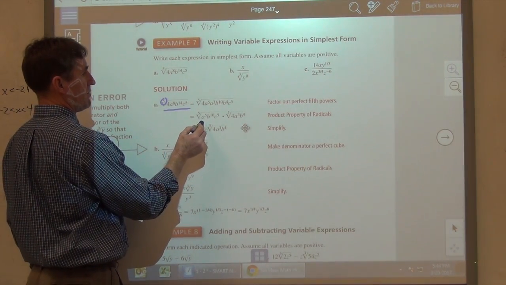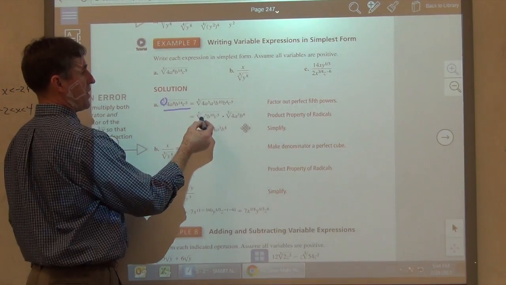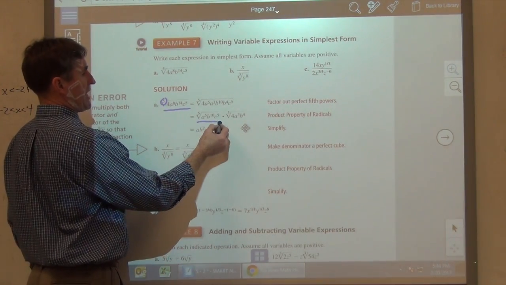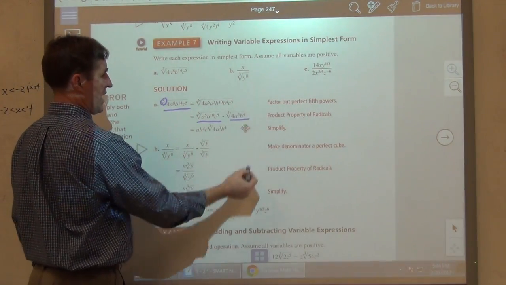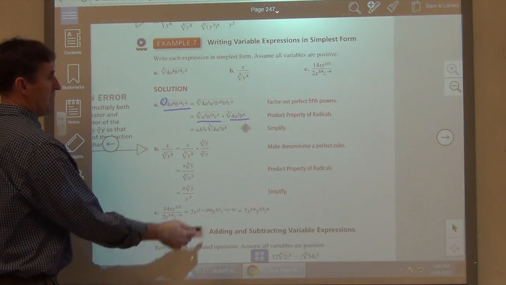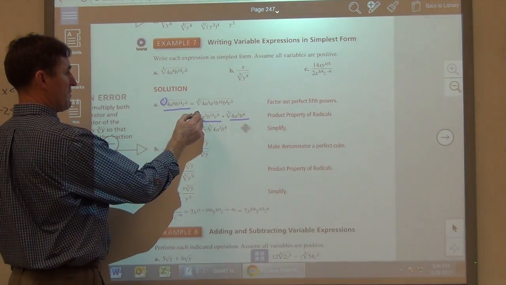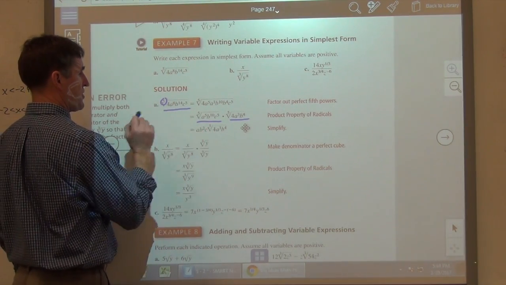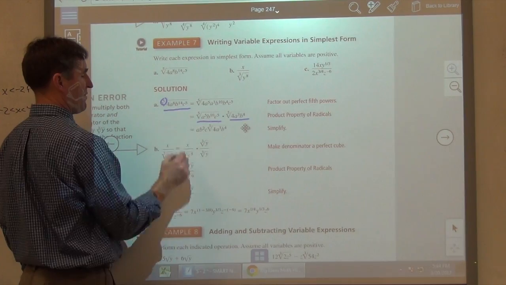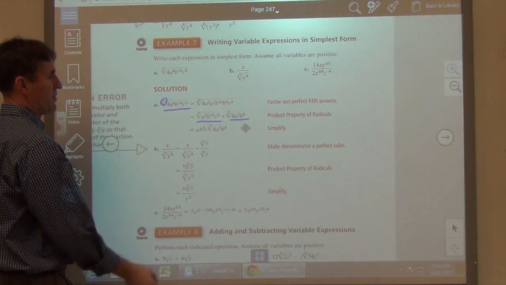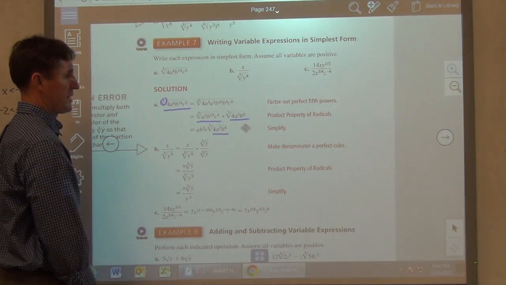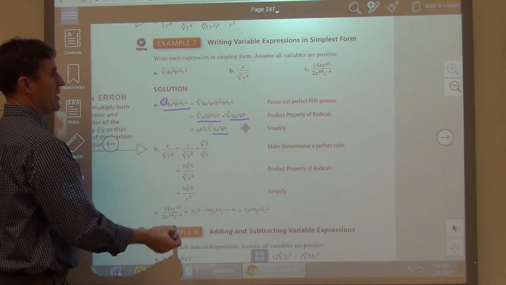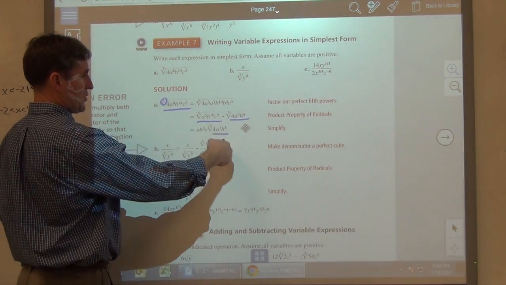So now here's where they break it up into parts they can do the 5th root of and the parts they can't, which is fine. Remember, you just divide. 5 divided by 5 is 1, so a to the 1st. 10 divided by 5 is 2, so b to the 2nd. 5 divided by 5 is c to the 1st. And then the parts you can't. So it's fine, you can do it this way.